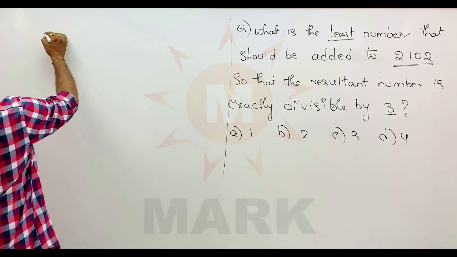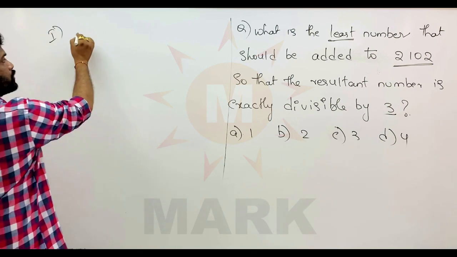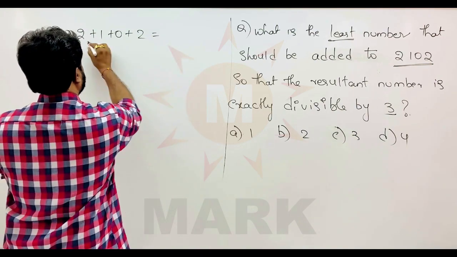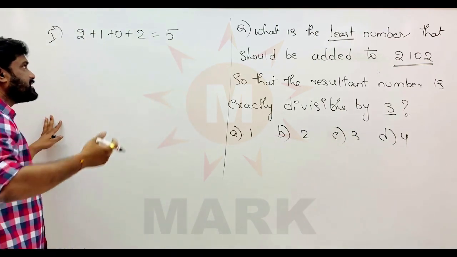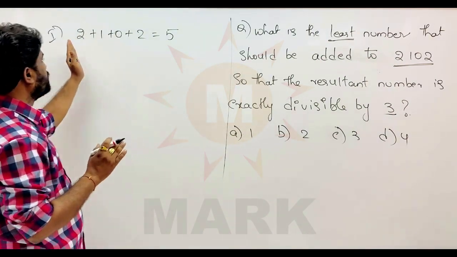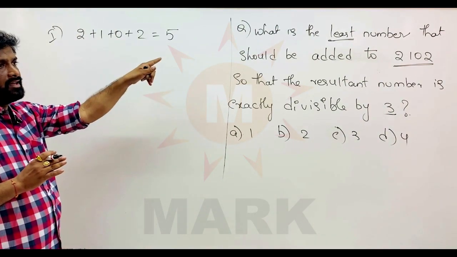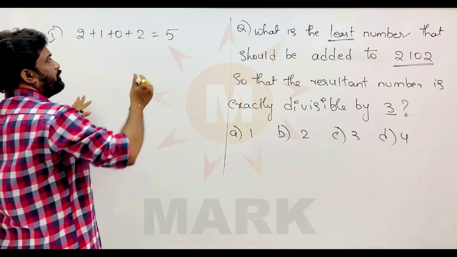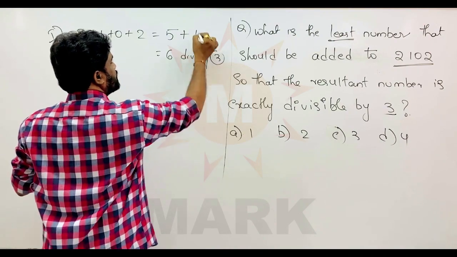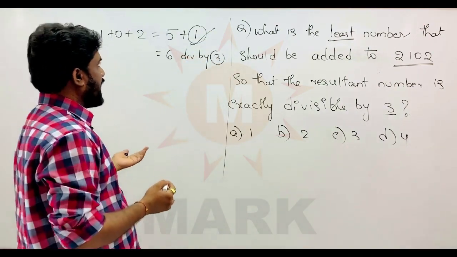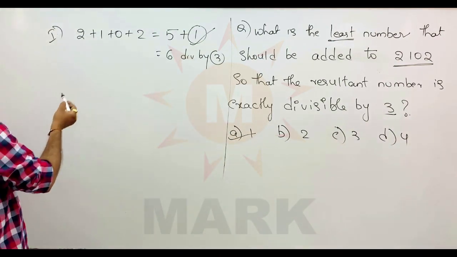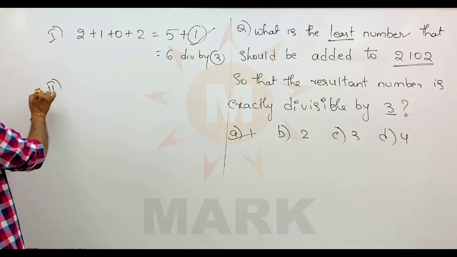As I said, there are two methods for this. The first one is the digit sum method. So 2 plus 1 plus 0 plus 2, the sum is 5. What is the least number that should be added to make it divisible by 3? If you use the sum method, the sum of the digits should be 3 or a multiple of 3. That means if you add 1, it will become 6, and 6 is divisible by 3. We can add 4 also, but the least number is 1.